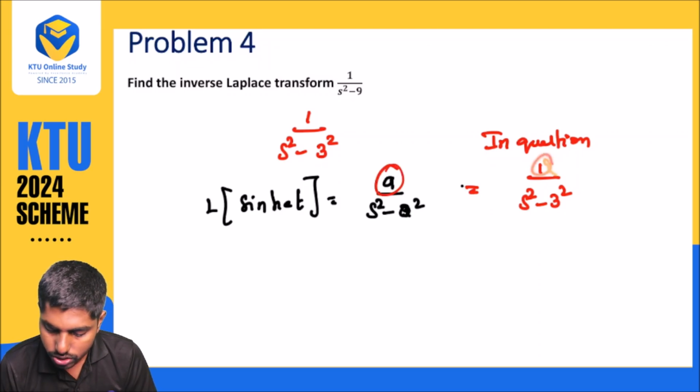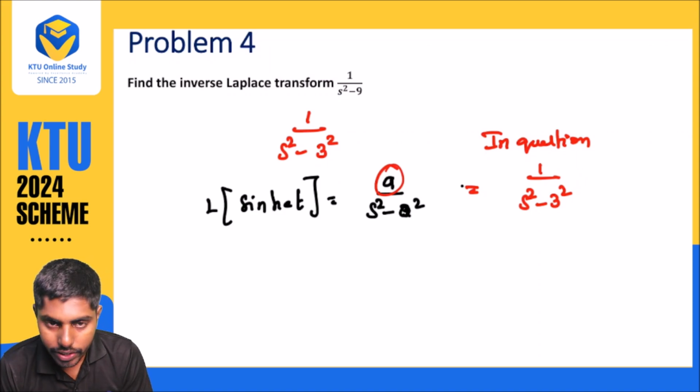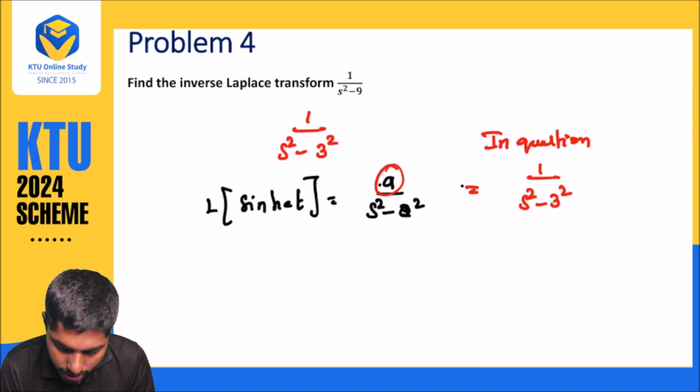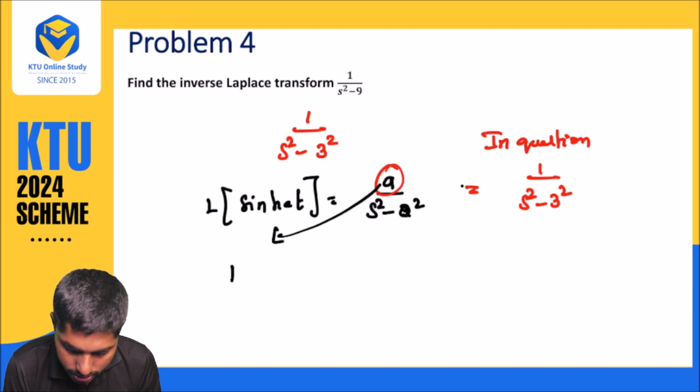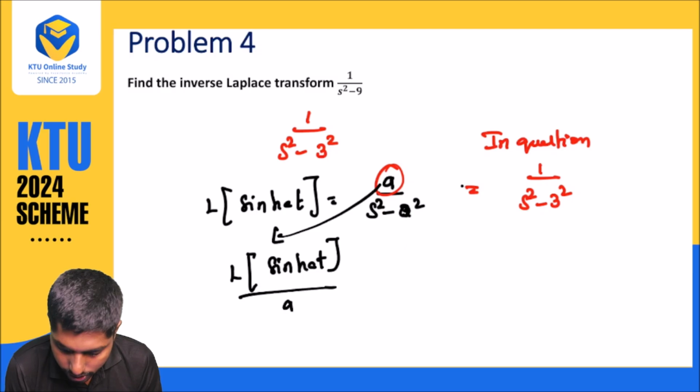Here a is not there. So what will happen? I will be saying, so it is not there. So what can we do? We can take this a to this direction. That is L inverse of sin h at divided by a.